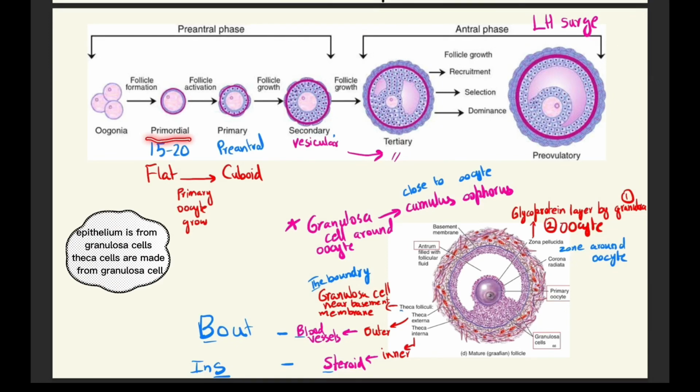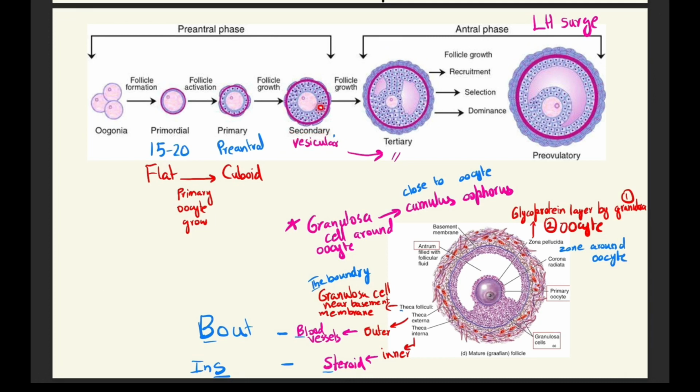Now here we discuss in detail what is happening in the development of follicles. So first we have the primordial follicle, that is flat epithelium. Then we have the primary follicle, that is cuboidal epithelium. Then we have the secondary follicle that has stratified cuboidal epithelium. Then we have the tertiary follicle that has spaces between them. Then we have the pre-ovulatory follicle that is ready for ovulation.